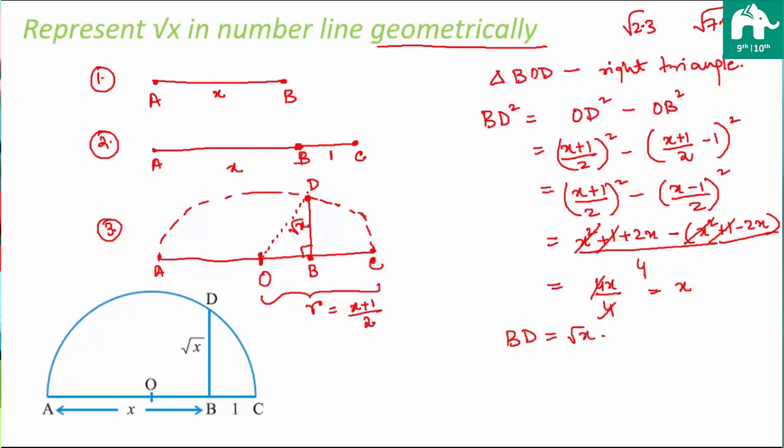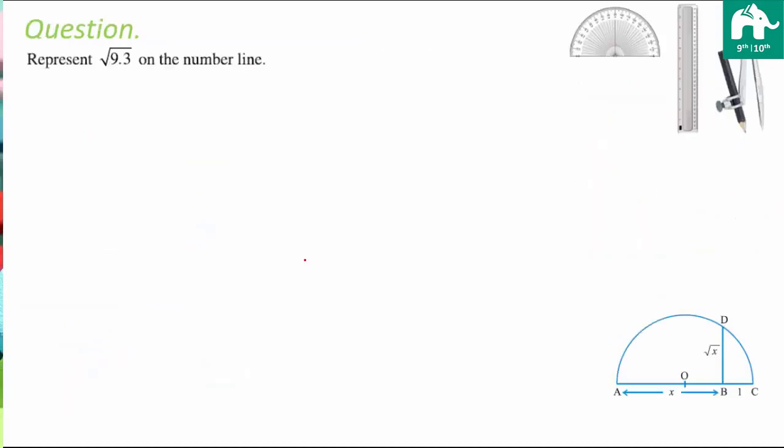So that actually proves that this length BD will be equal to root over x. So this is how we represent root over x on a number line geometrically. Now it's time that we try it out with a few numbers. So let us suppose we have to represent root over 9.3 on the number line.